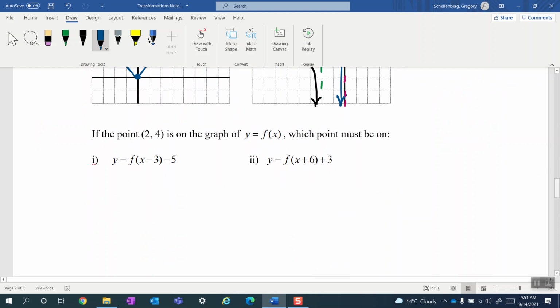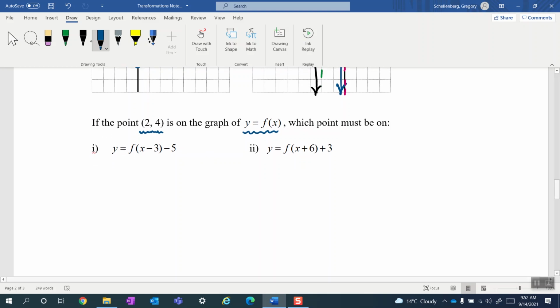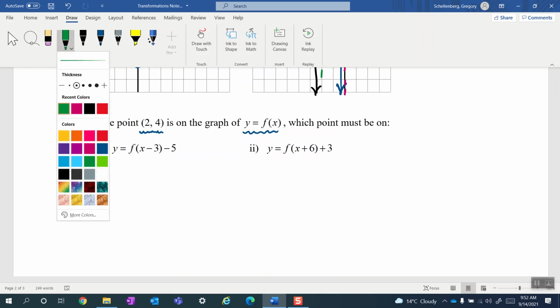Okay, so we are given this point here. It's got an x coordinate of 2, a y coordinate of 4, and it's on the graph of some function y equals f of x. Okay, now if we look at two other functions that incorporate some translations, where does that point that had coordinates 2 and 4, where does it move to on the transformed function? Okay, so here's what I'm going to do. I'm just going to jot down what the translations are to begin.